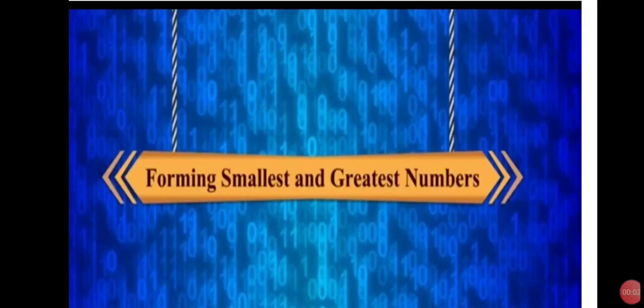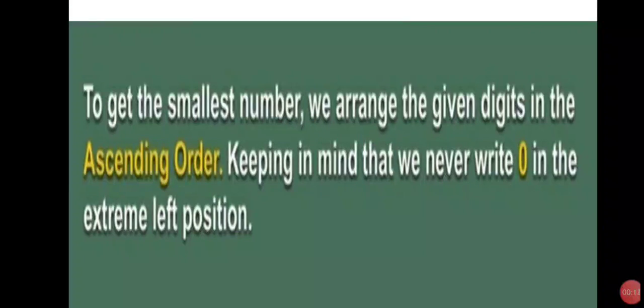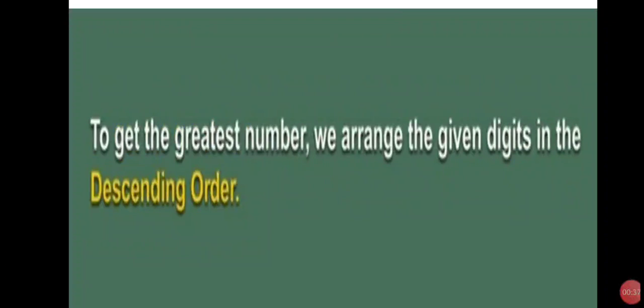Now let's learn how to form the smallest and the greatest numbers from the given digits. To get the smallest number, we arrange the given digits in ascending order. That means in increasing order, from small to big. Keeping in mind that we never write 0 in the extreme left position because it has no value there.